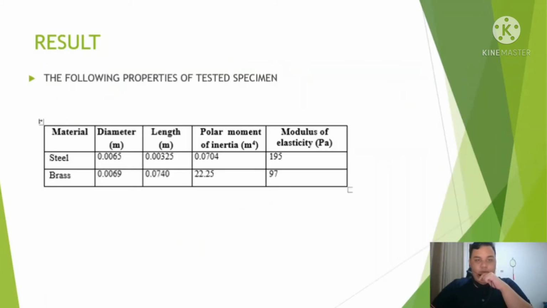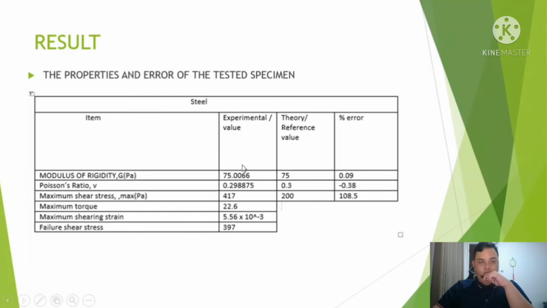And these are the following properties of the tested specimen, and here we can see the steel and the brass. This is the diameter, the length, the polar moment of inertia, and then the modulus of elasticity value. This is the value that we calculated. And then these are the properties and error of the tested specimen.